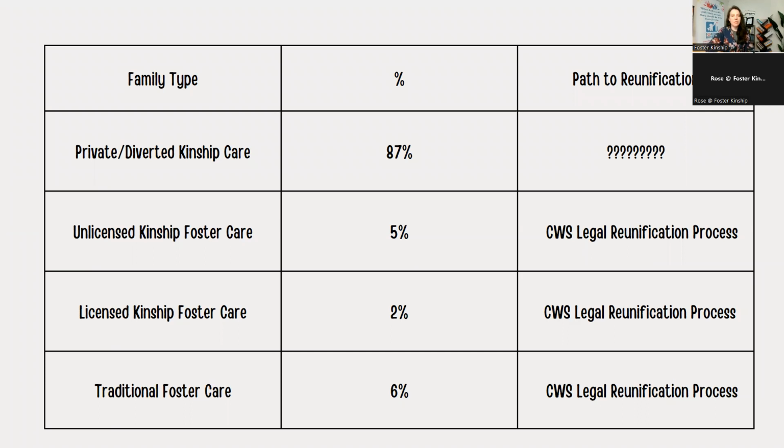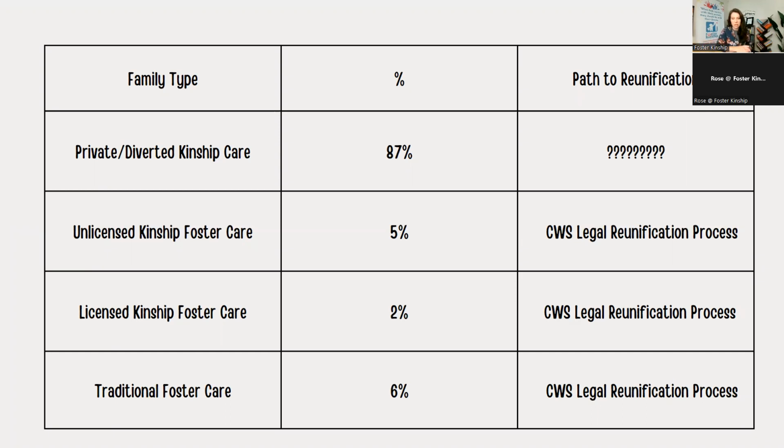So 7% of kids in kinship care will have a court-assisted reunification process. And most of our kinship kids are on their own. They're on their own to figure out how to get home, if to get home, when to get home. It can feel unsafe on both ends.